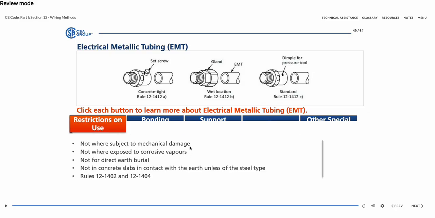It may not be exposed to mechanical injury before or after installation, used in areas exposed to corrosive vapors, directly buried in the earth or in wet locations. It may be installed in concrete or masonry slab, or wet locations, but a separate bonding conductor must be installed, as over time, the concrete will eat away at the metal until it's no longer a reliable bonding path.